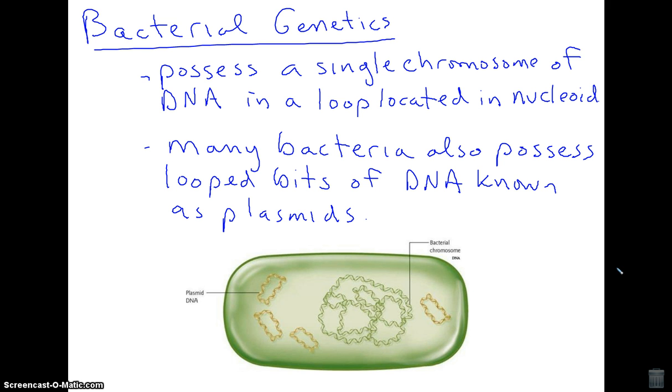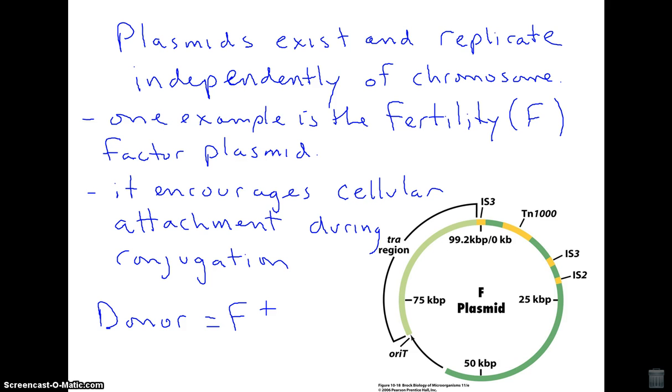And these are going to be very important as we do a lab later in the unit, but also as we go through this and look at the different genes and traits that can be passed on separately from the bacterial chromosome. Plasmids exist and replicate independently of the chromosome themselves. So a bacteria cell may have its own DNA, its own chromosome, but also several little bits called plasmids.